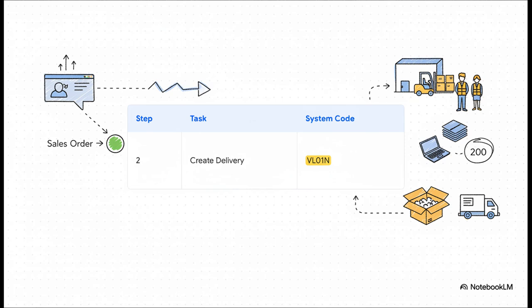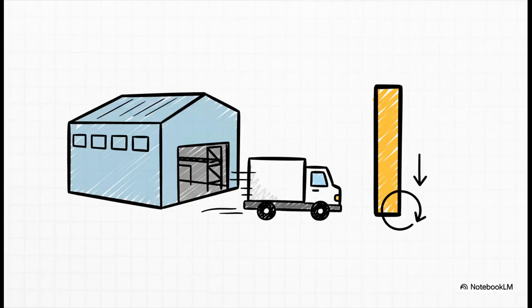So, with the stock confirmed, the sales order immediately tells the system to create a delivery document using transaction VL01N. This is basically the system giving the warehouse the official green light. It's shouting over to the logistics team, hey, go find 200 laptops, get them packed up, and make them ready to ship, now!